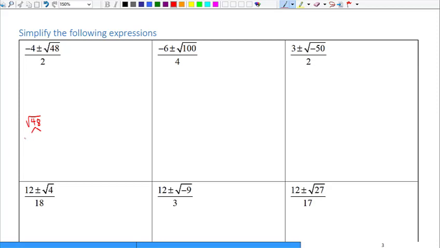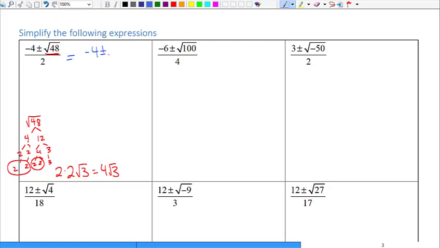So let's see, 48, that's like 4 times 12, just 2 and 2 and 4 and 3. 2, 2. I like to bring everything down so they're all on the same level. I'm looking for groups of 2. So the 2 and the 2 come out and the 3 stays home, which gets me 4 root 3. Now, that was only this part of the whole problem, right? So let's go back and put it into the fraction.